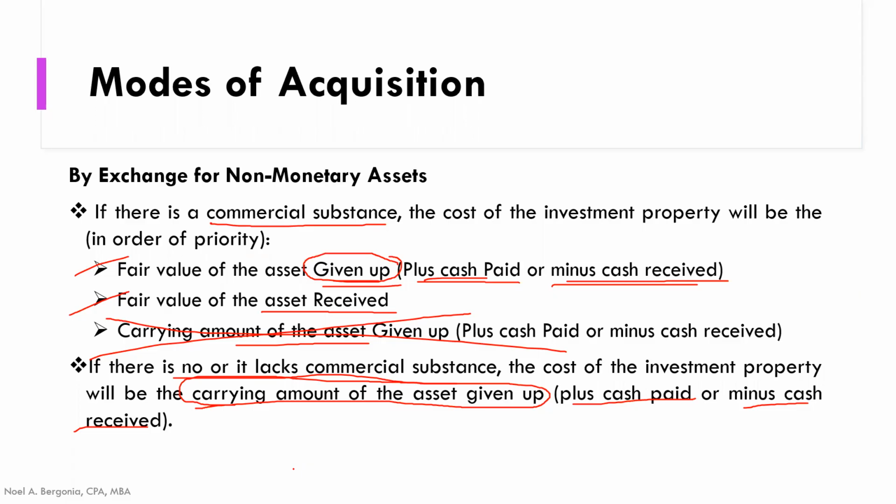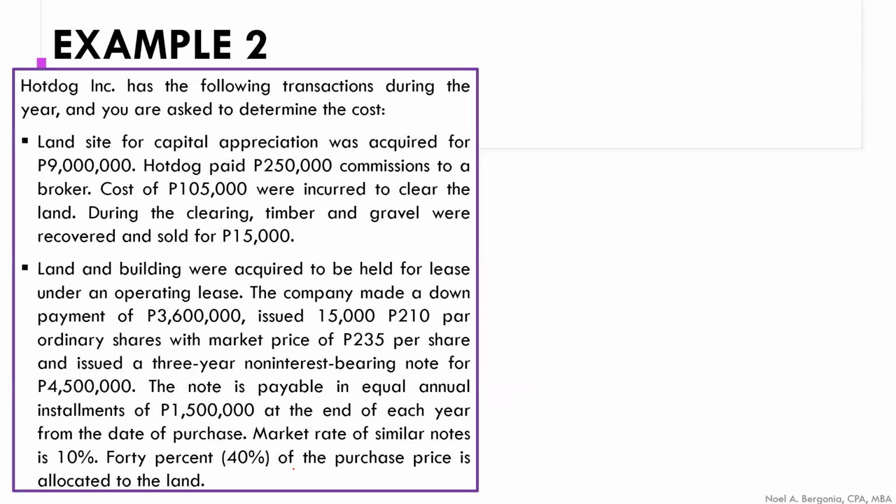So to give you an example about the modes of acquisition, let's have example number 2. Hotdog Incorporated has the following transactions during the year, and you are asked to determine the cost. So we have 2 bullets.